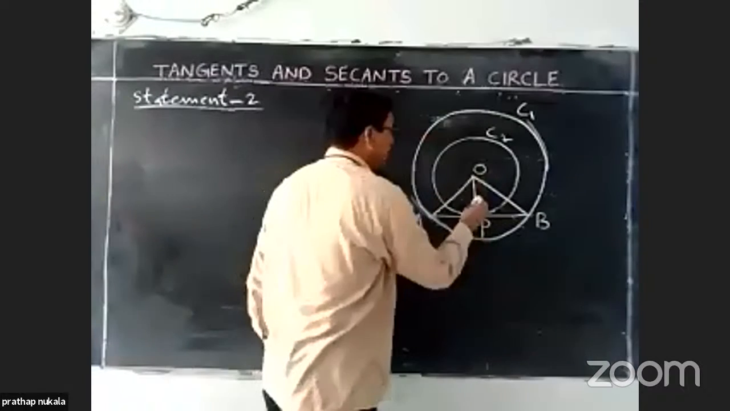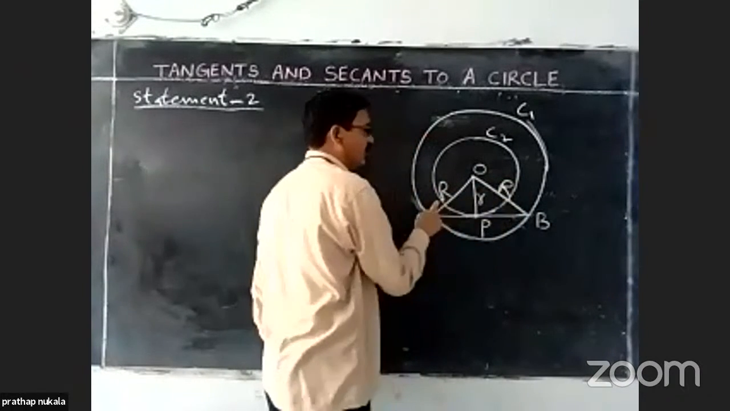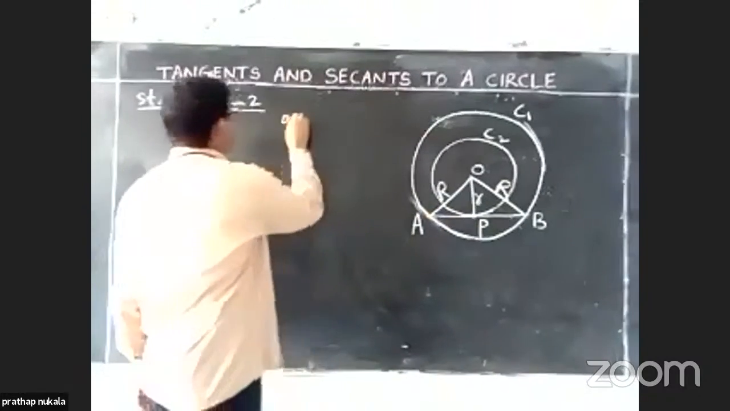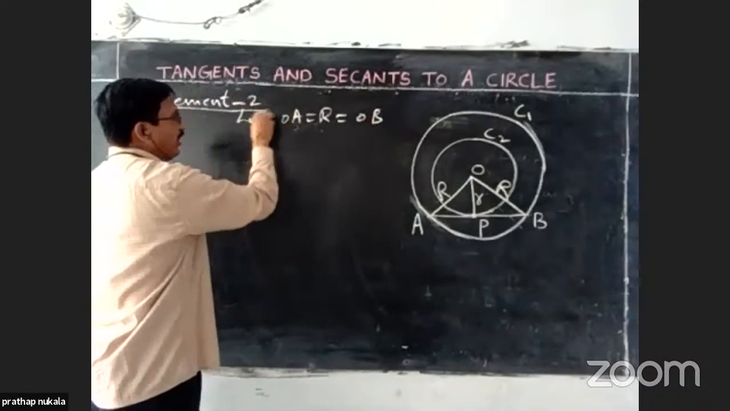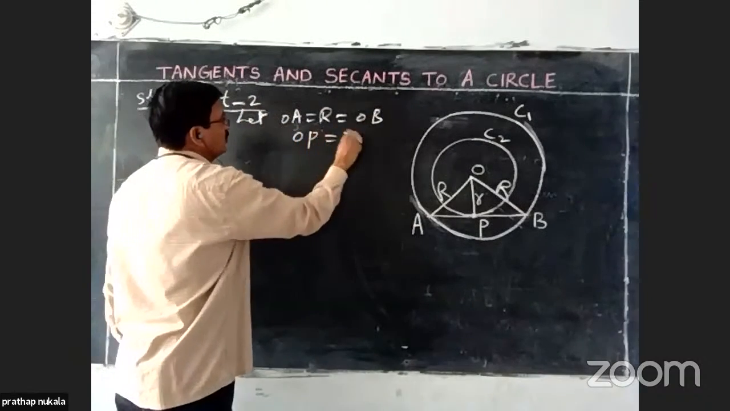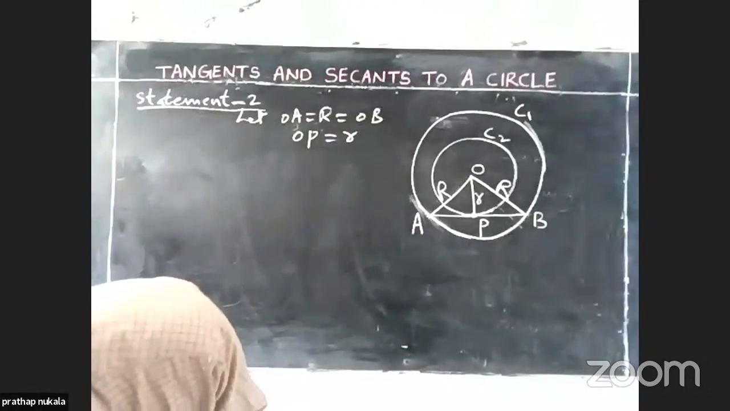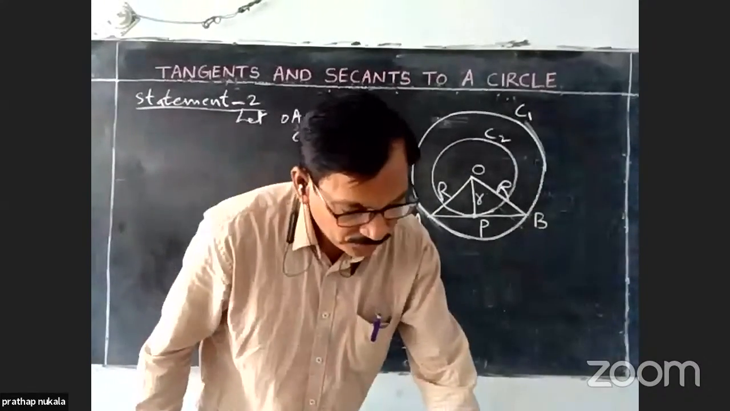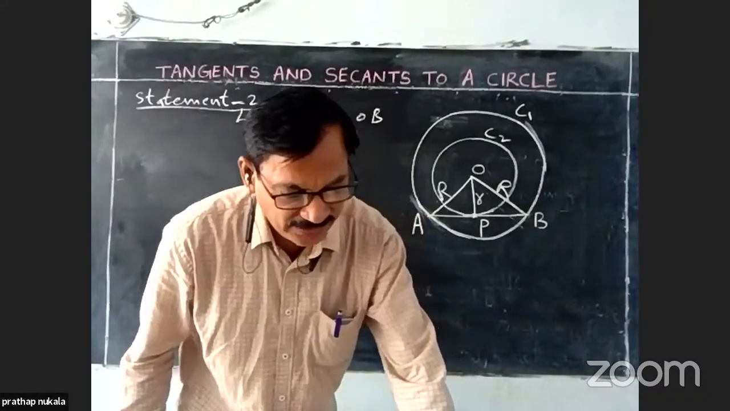This is the smaller radius. This is the bigger radius. OA and OB are radii of the bigger circle, so OA equals OB, and OP equals the radius of the smaller circle. Now we have to show that the chord which touches the smaller circle is bisected at the point of contact.